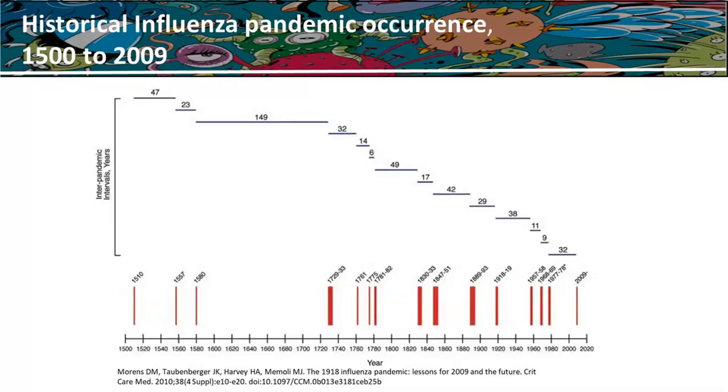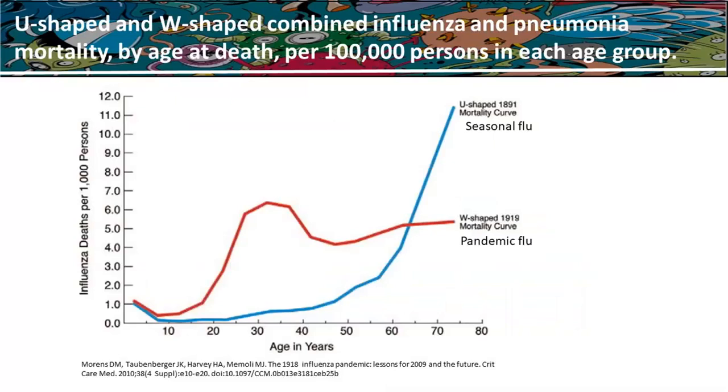Next slide. And this is also very special. If you have a pandemic flu, then you have a different fatality rate, and you get a W-shaped mortality curve. The seasonal flu, which we have now, has always the U-shaped line, because very small children can have serious influenza infections, and also the elderly are affected by seasonal flu and can die. Next slide.